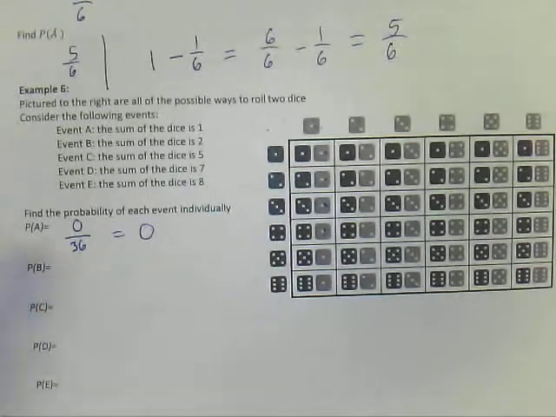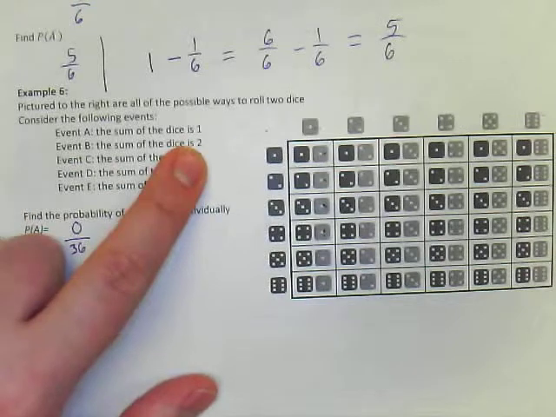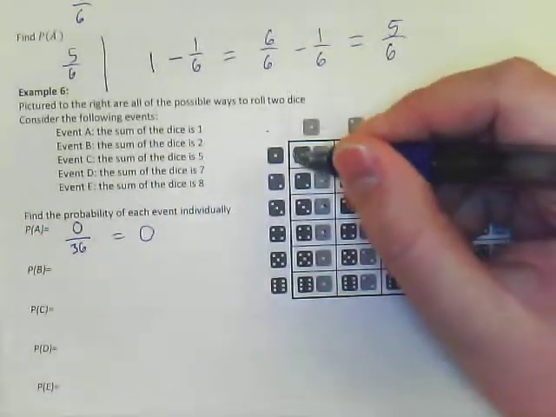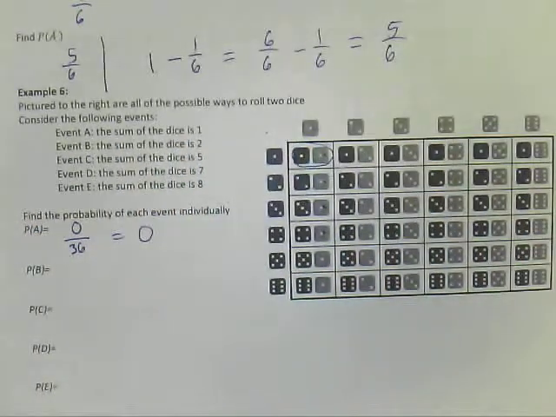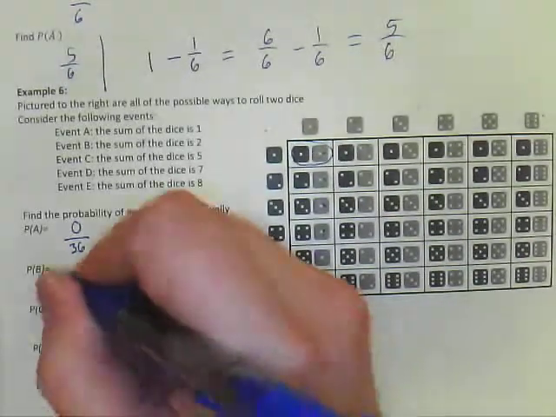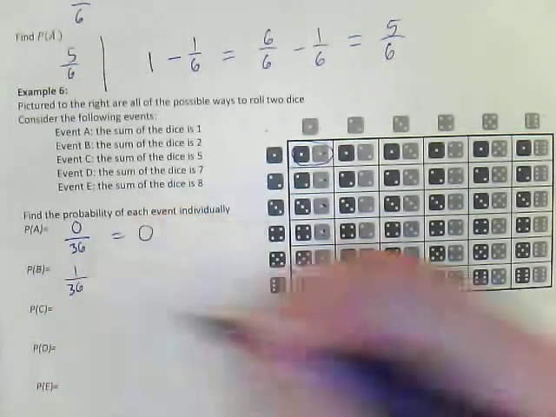Probability of B, well, event B is the sum of the dice being 2. Okay, well, there's one way that this can happen. If they're both a 1, that's going to be a probability of 1 out of 36.